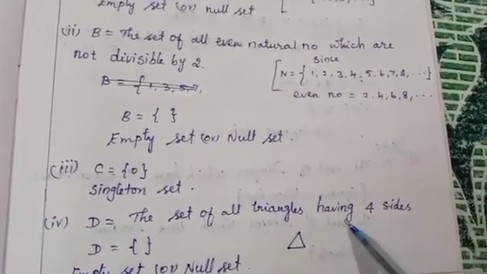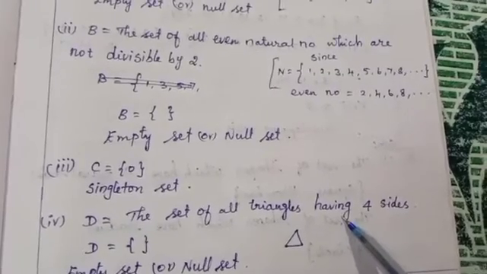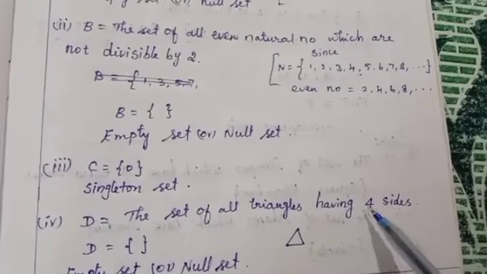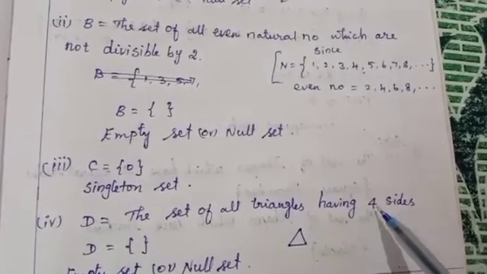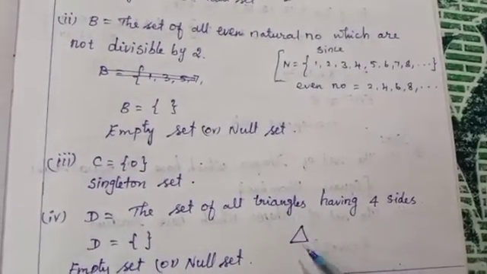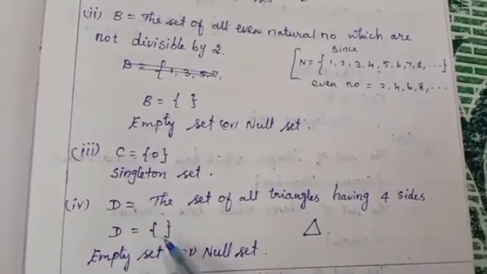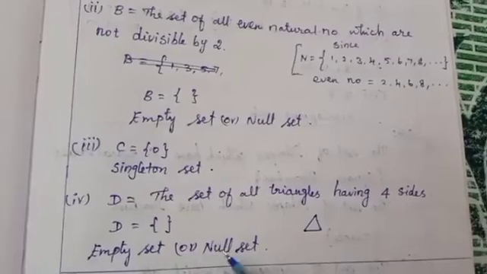Is there any triangle having 4 sides? No. Any shape having 4 sides is called a quadrilateral. Do you remember? Yes. So triangles have only 3 sides. So D is equal to the empty set. So empty set or null set.